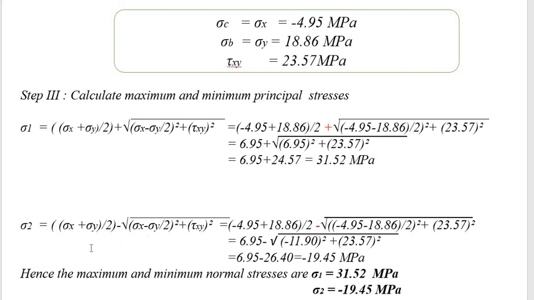Sigma 2 is equal to (sigma x plus sigma y) divided by 2 minus square root of ((sigma x minus sigma y) divided by 2) whole square plus tau xy square. Substituting the values, we get minimum principal stress as minus 19.45 megapascal. Hence, the maximum and minimum normal stresses, or maximum and minimum principal stresses, are sigma 1 31.52 megapascal and sigma 2 is minus 19.45 megapascal.